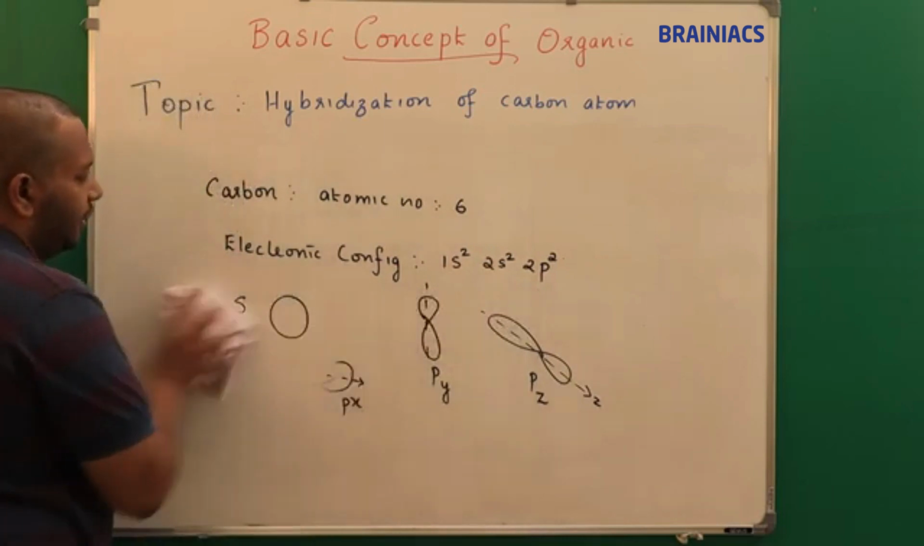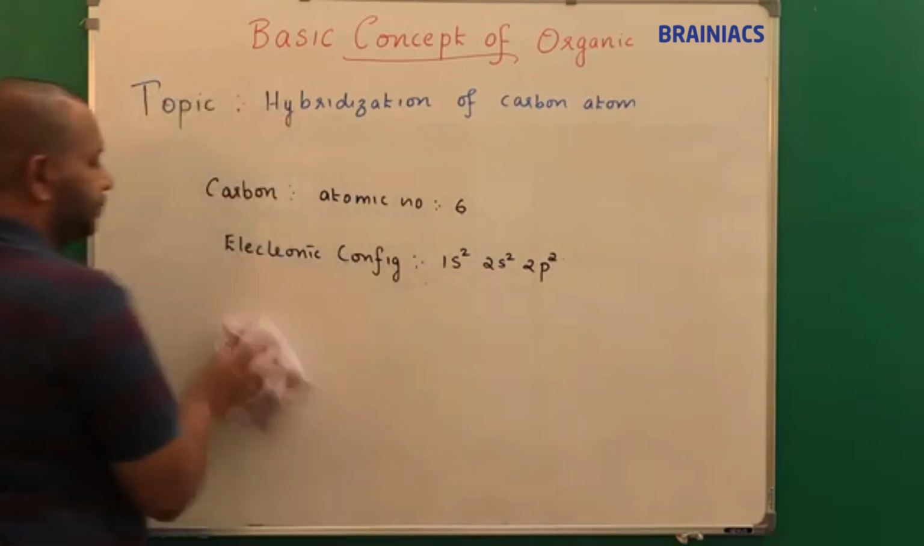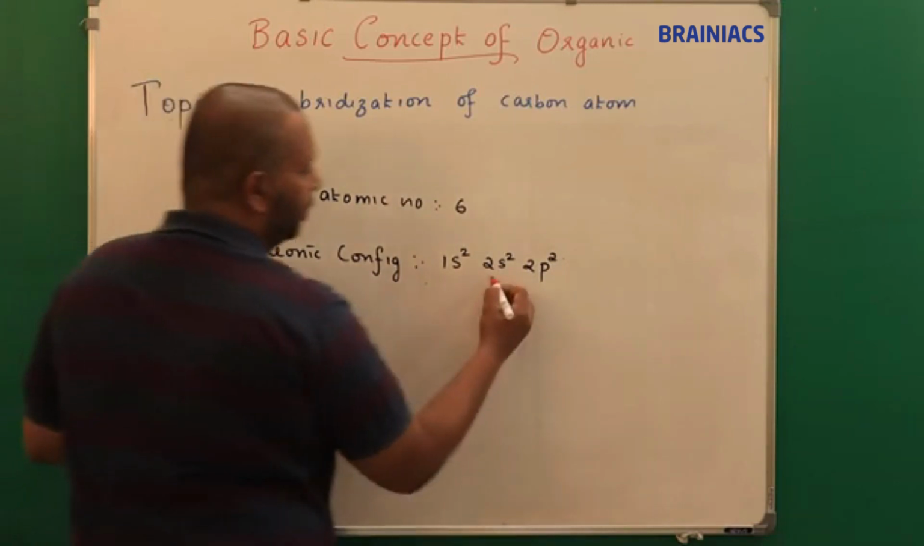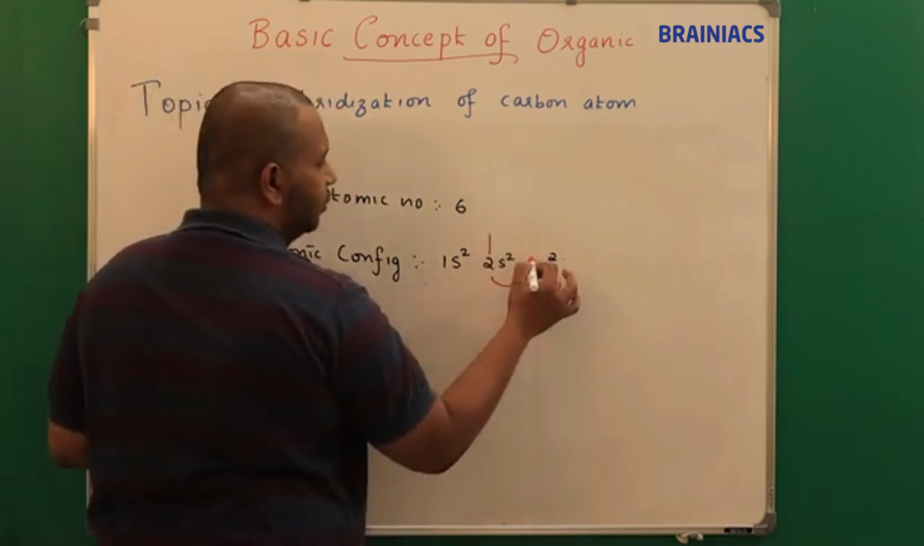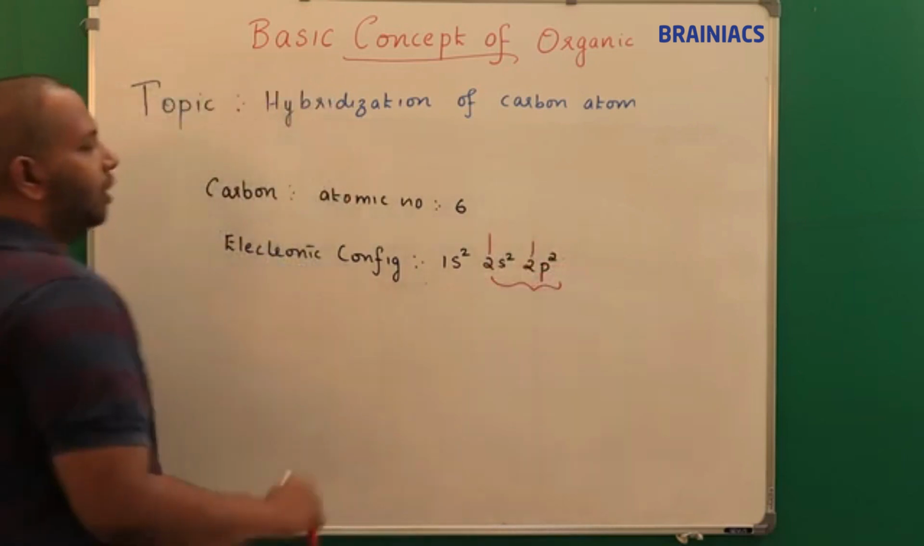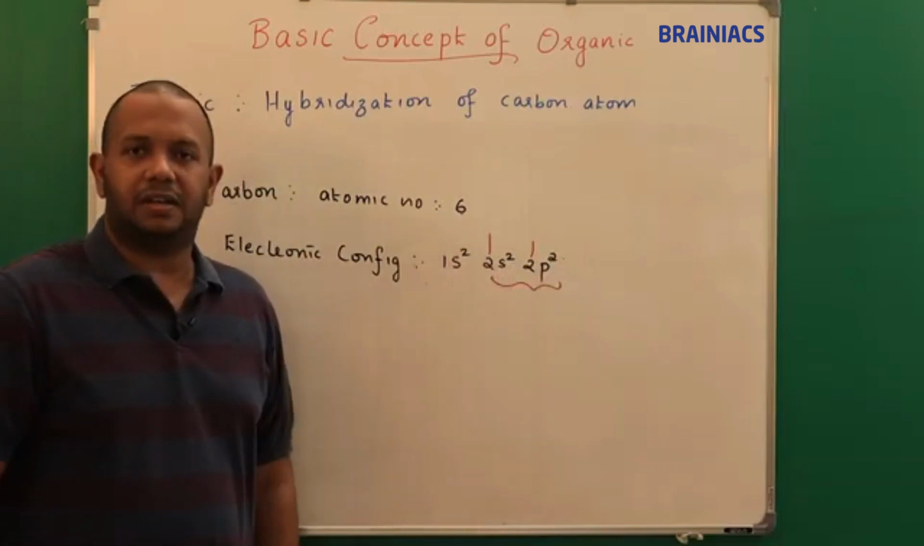Now if you look into the valence shell of the carbon atom, you can see what orbitals are present here. Since 2 is the last number, the valence shell is these 2. So what are the possible orbitals available in the valence shell? s and p, correct?